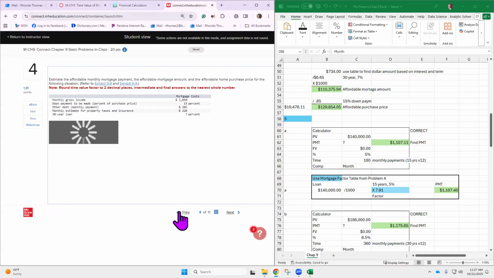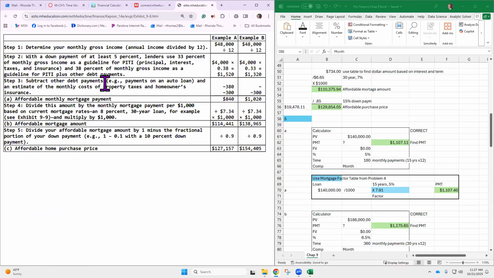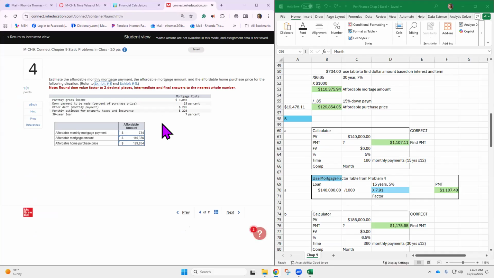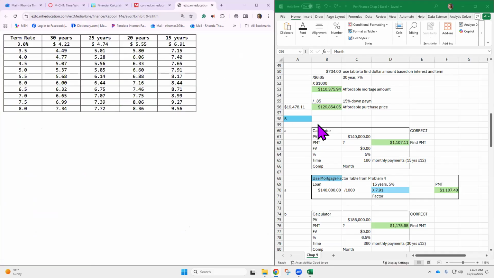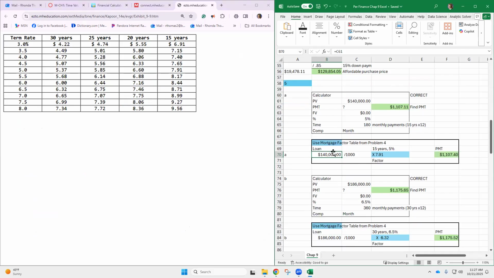Now we're going to use that table from the one we just did. So let me go get that table here just a second. I don't think we need that one. We need the other table. Yeah, exhibit 9-9. There it is. So once again, now we're going to use that mortgage factor table. This is going to be a 15-year mortgage at 5%. That is 7.91. We take the mortgage, divide it by 1,000, and take it times 7.91.